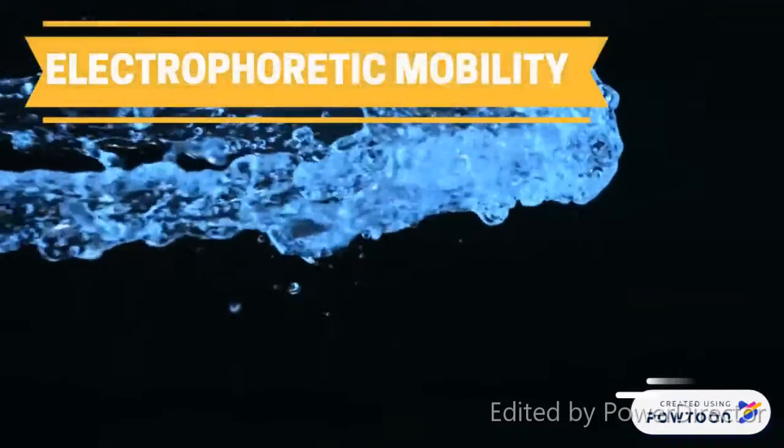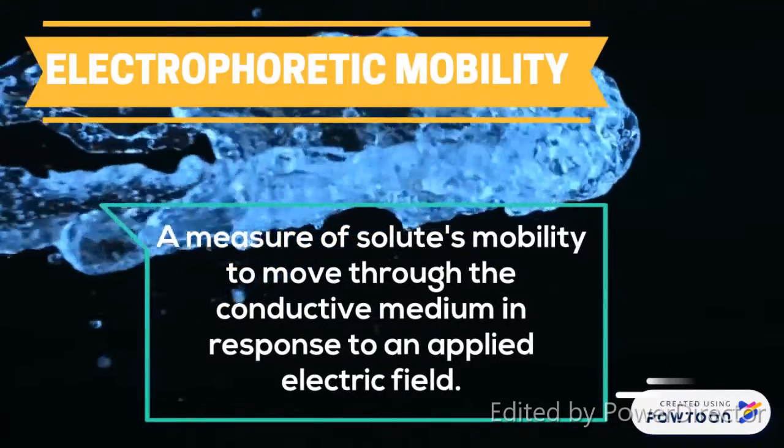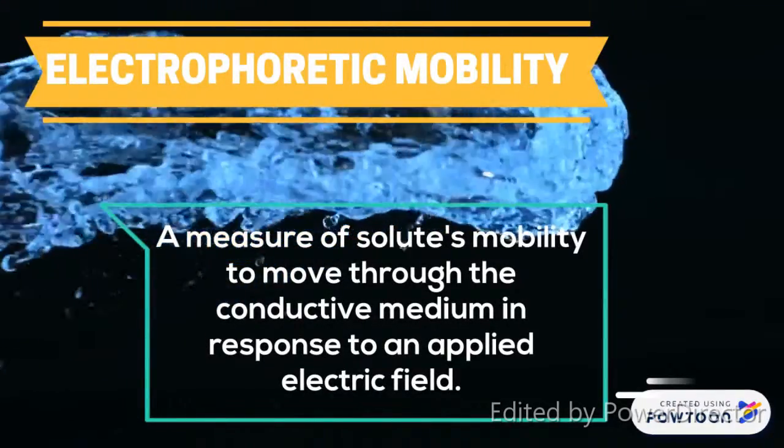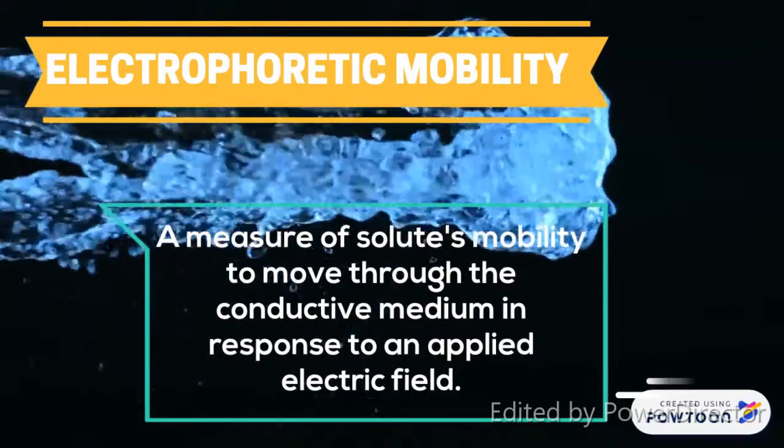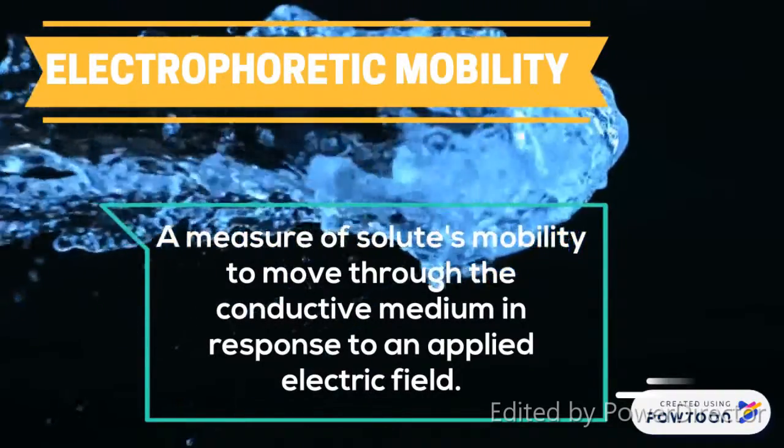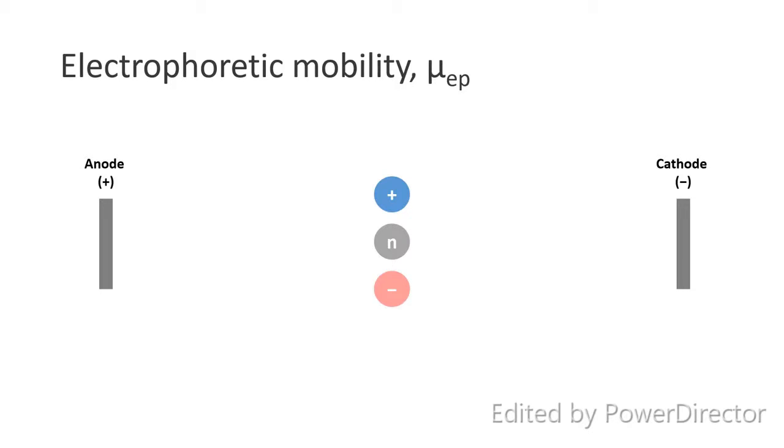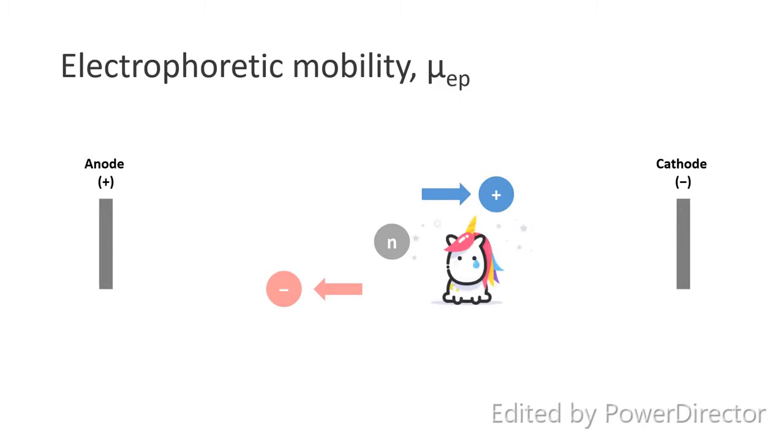First is electrophoretic mobility. It is a measure of solute mobility to move through the conductive medium in response to an applied electric field. When the voltage is applied across the capillary, the cations will be attracted to the negatively charged cathode. The anions will be attracted to the positively charged anode, while the neutral species remain stationary. Since neutral species are not charged, they won't be affected by the applied electric field.